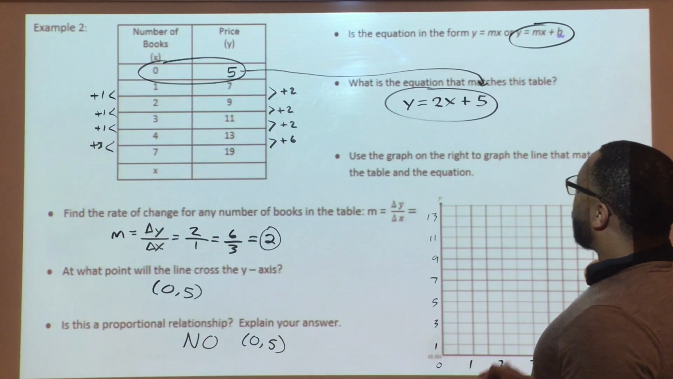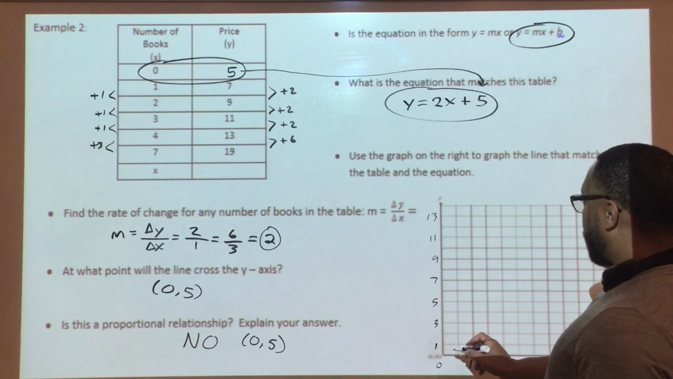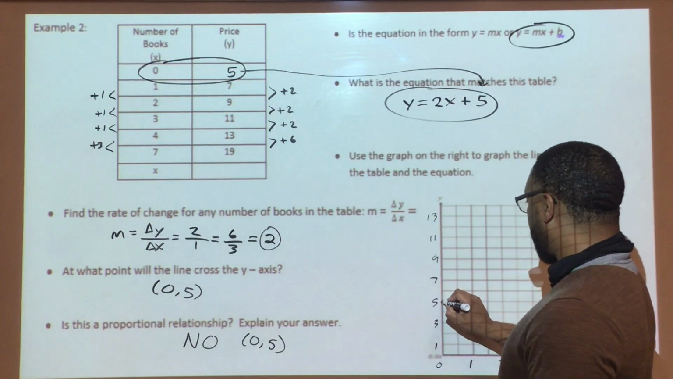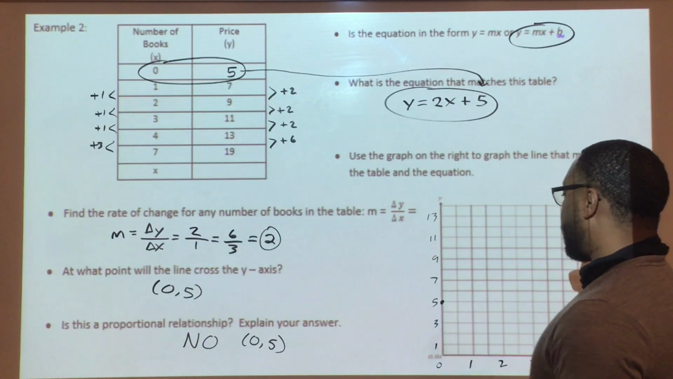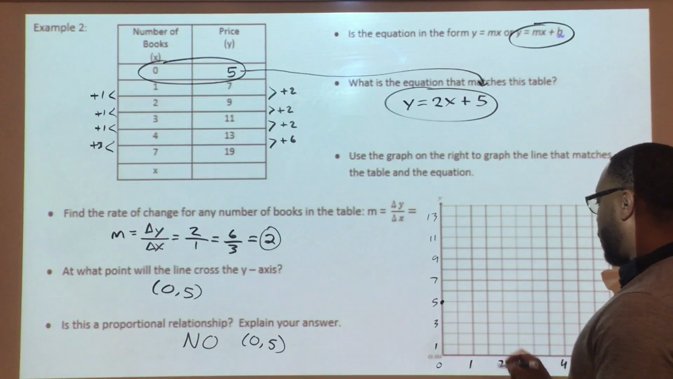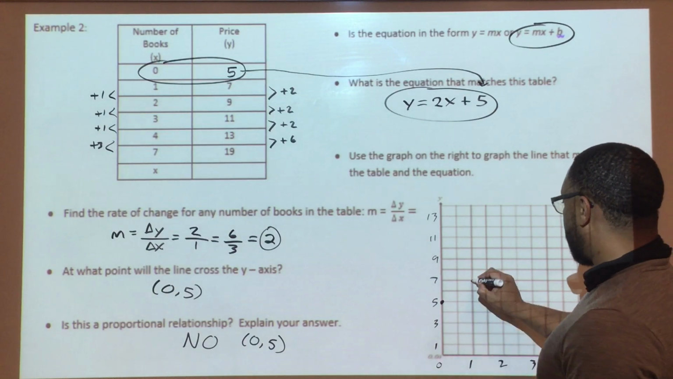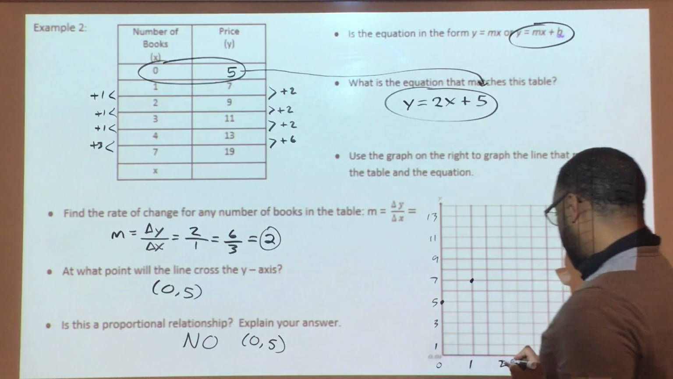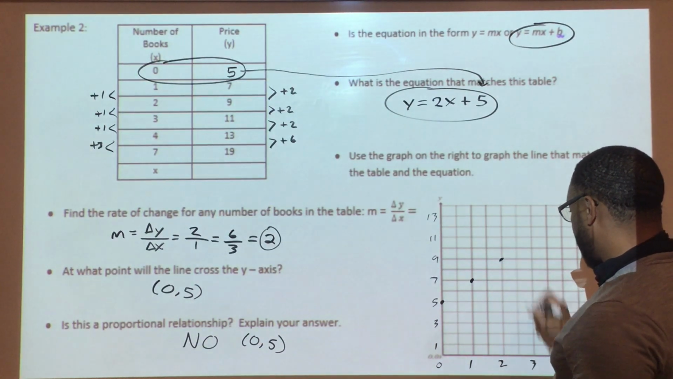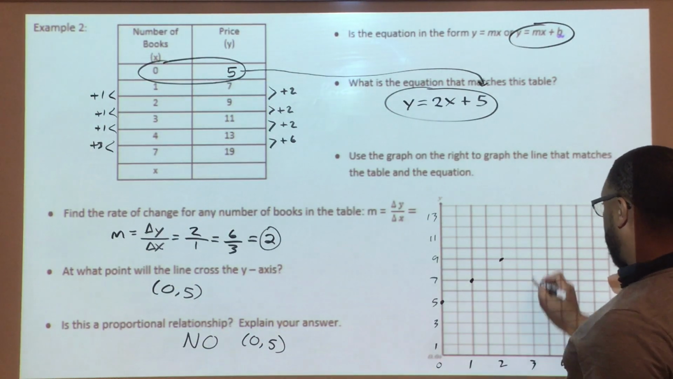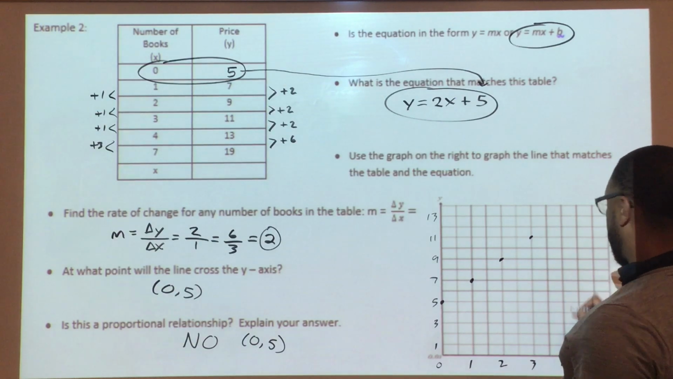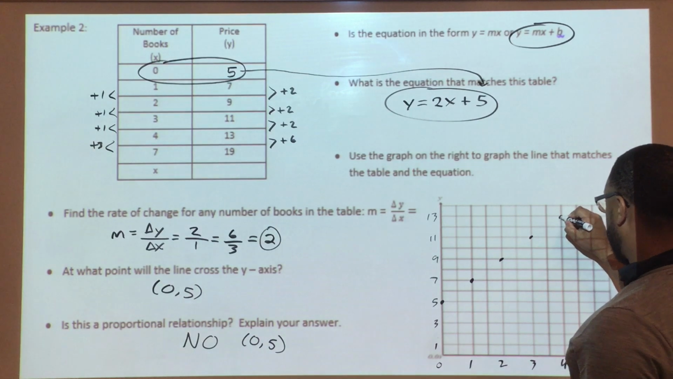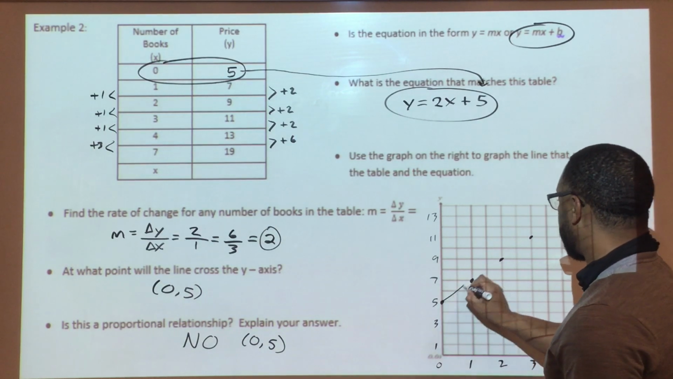And when we graph this one, the first point is 0, 5. So 0, 5 is right there. So you'll see it's not going to pass through 0, 0. At 1, 7. All I'm doing is reading the coordinates off the table. At 2, I'm at 9. At 3, I'm at 11. And then at 4, I'm at 13. So this line will look like this.